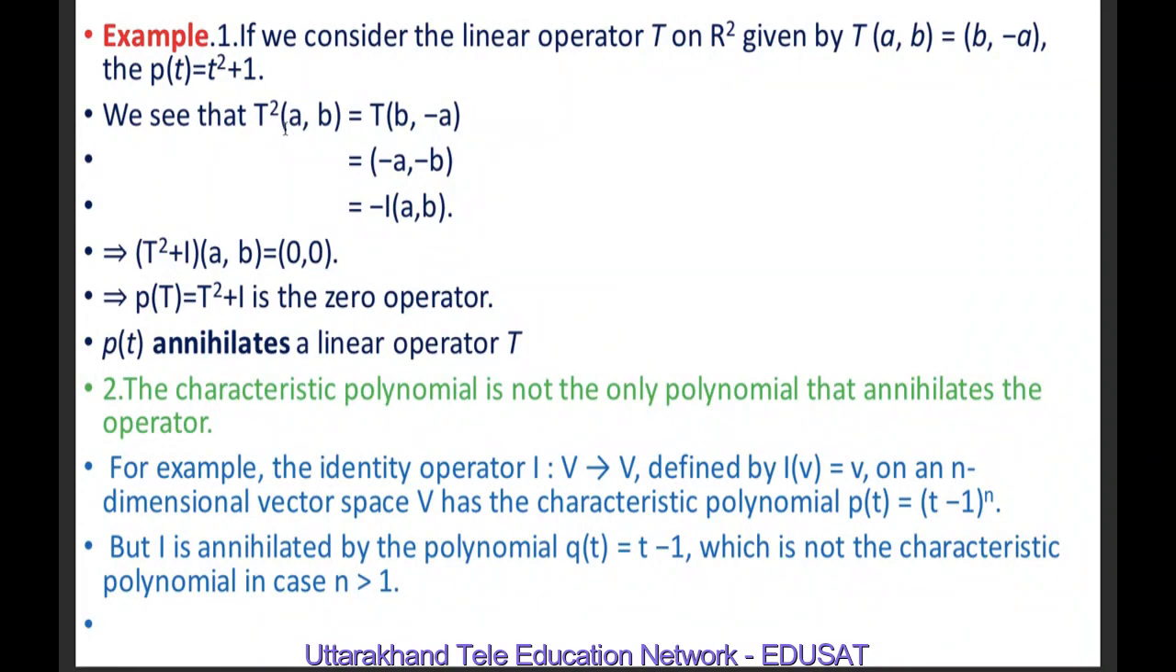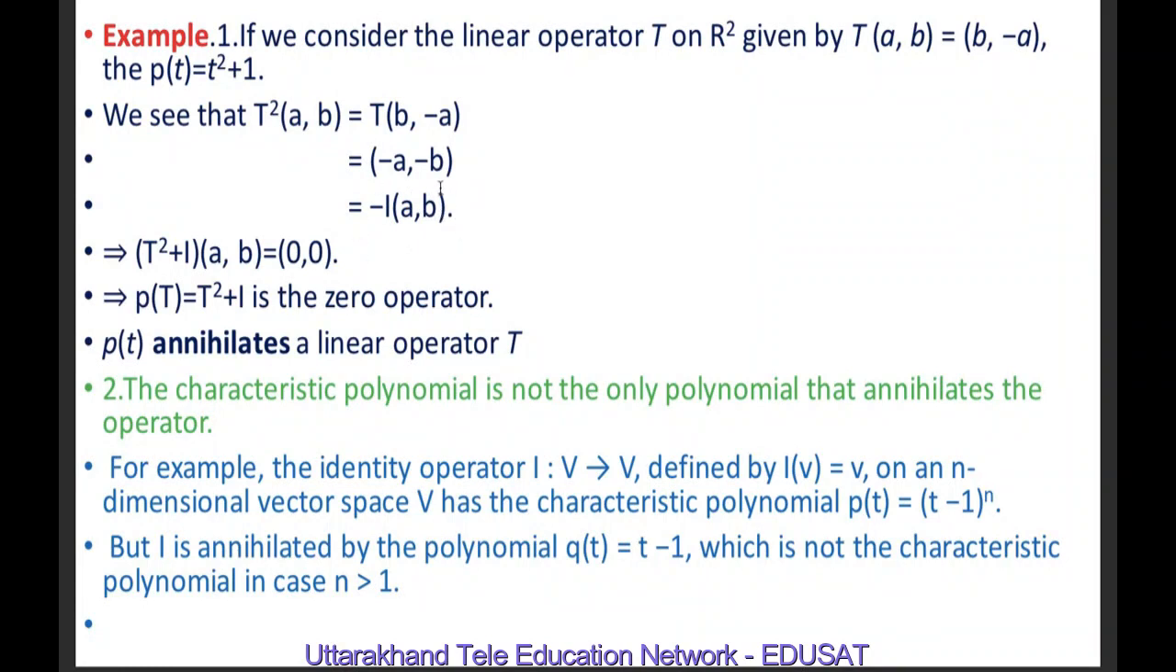So now we see that T square (a,b) means T of T(a,b). T(a,b) is equal to (b, minus a), so T of (b, minus a). T(b, minus a) means minus a will come to first component, and in the second component we have b with minus sign. So it is (minus a, minus b). So minus can be taken outside, so it will be minus I(a,b).